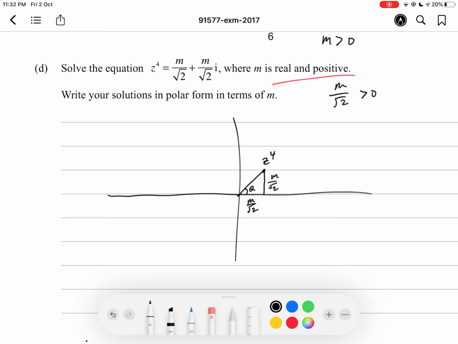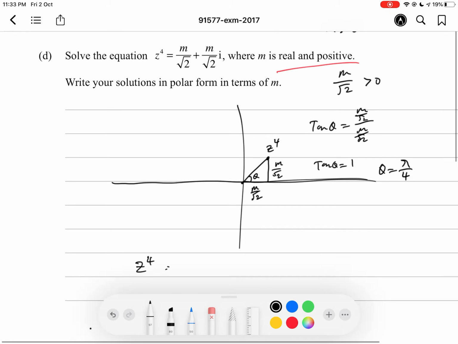We can actually find this angle here by using our Pythagoras once again. So tan theta equals m over root 2 divided by m over root 2. So therefore tan theta equals 1. So theta, once again, equals pi over 4. But this time it's positive, since if we're starting from this line here and going anti-clockwise, we should find that the argument equals pi over 4. So therefore, if we write this in polar form, z to the power 4 equals the modulus of z to the power 4 cis of pi over 4.